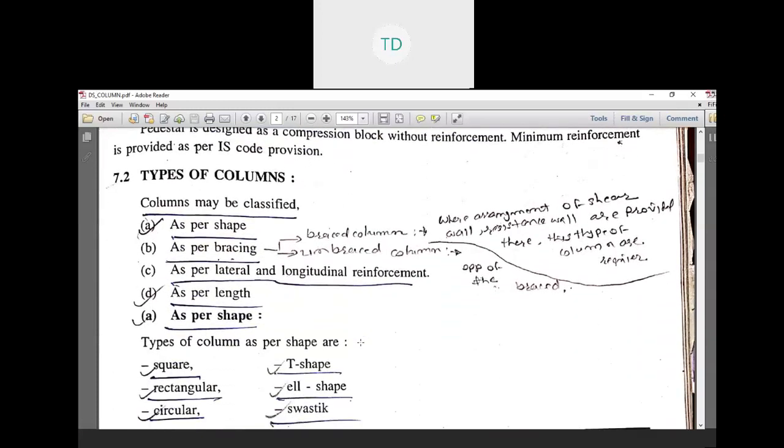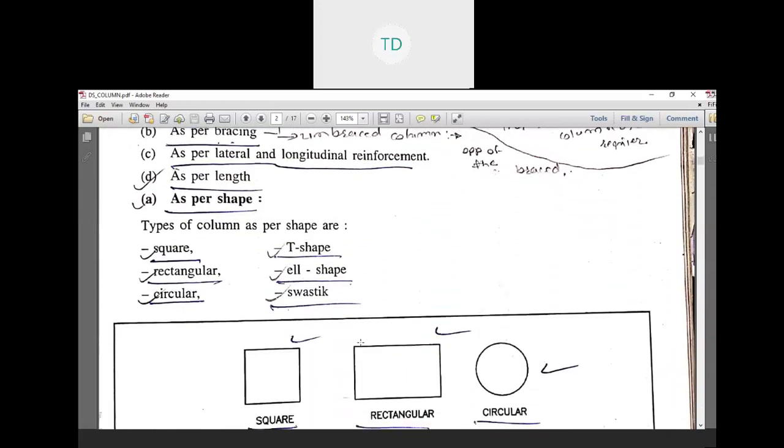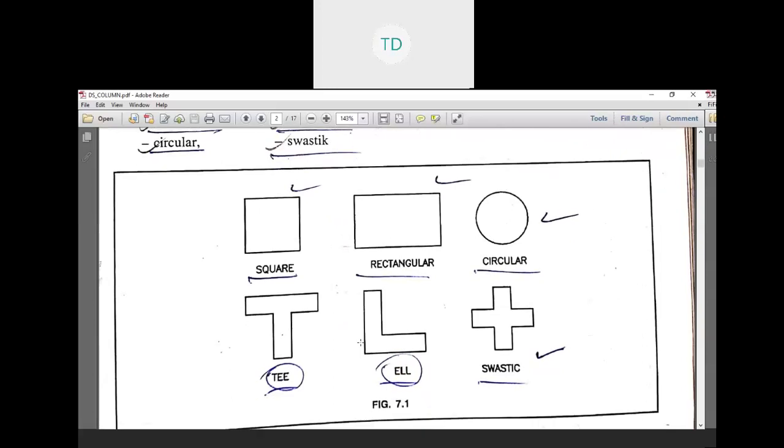There are some types of column available. First, as per shape, as per bracing, as per lateral and longitudinal reinforcement, as per length. In this, as per shape: square, rectangular, circular, T shape, L shape, swastik, etc.